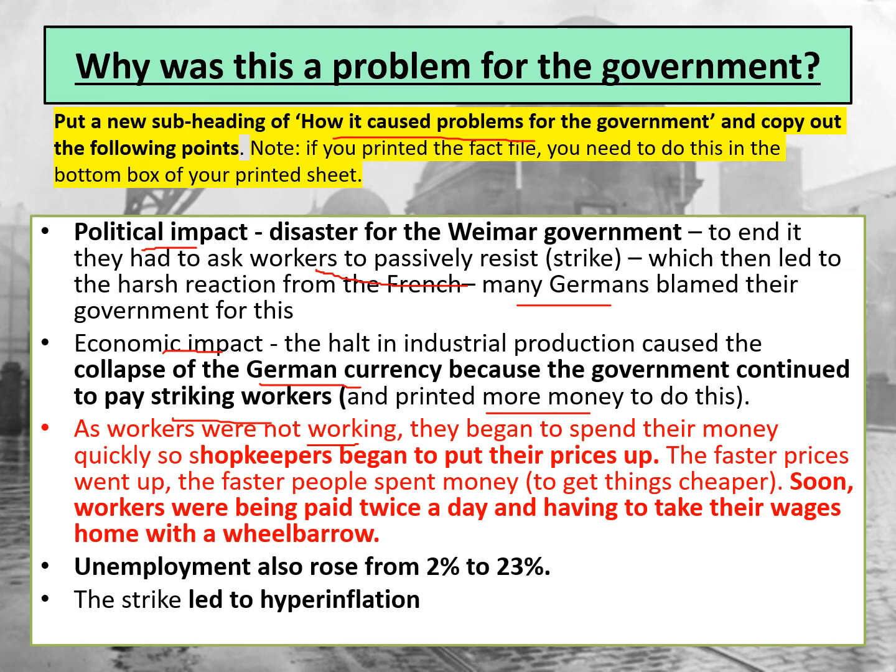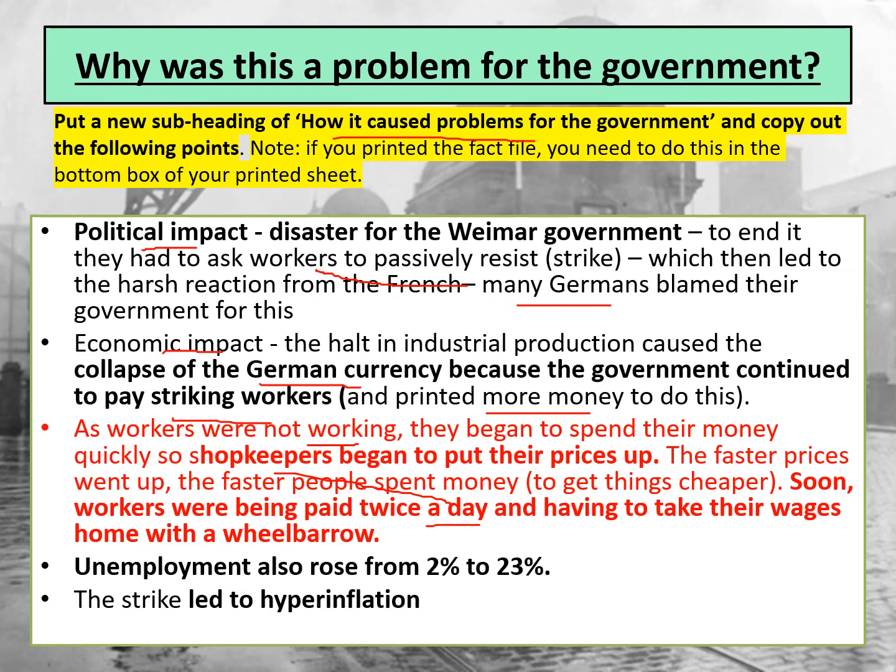And because there was more demand for goods, shopkeepers started to put their prices up. And then the faster prices went up, the faster people spent their money, because you don't want to be caught in a position where you're buying the same good a few days later and you have to pay more for exactly the same good. So soon it created this condition where workers were being paid twice a day and having to take their wages home in a wheelbarrow because money wasn't worth the same as it was before.